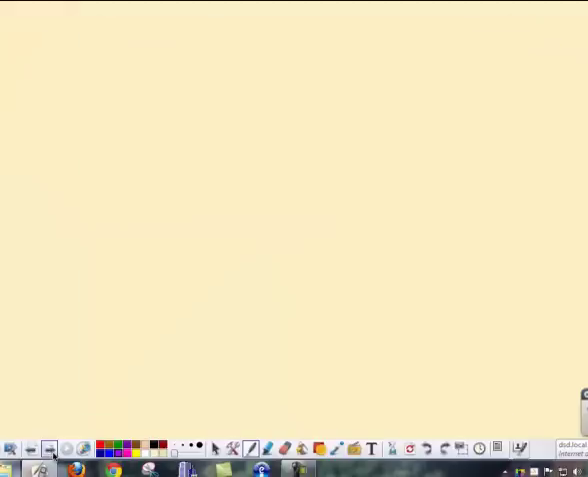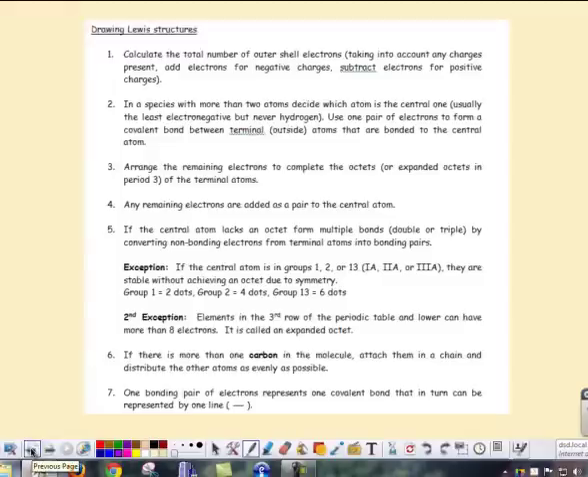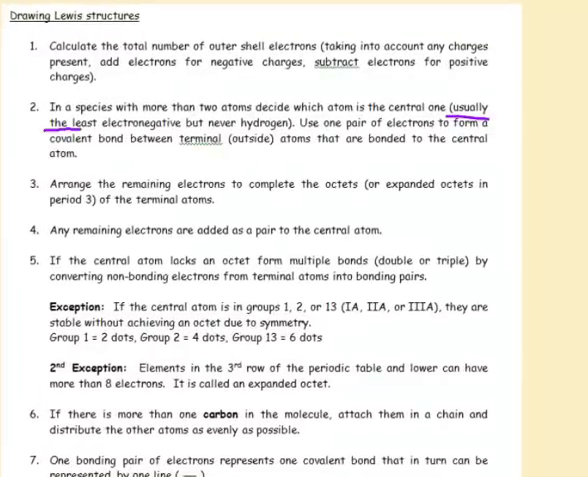Like I said, I'm going to refer back to this handout. Keep skipping it. And number 2, in a species with more than 2 atoms, decide which atom is the central one. So there's a vocabulary: central would obviously be the one in the middle. It is usually the least electronegative, but never hydrogen. Use 1 pair of electrons to form a covalent bond between the terminal atoms and the central atom. So we're going to take a pair of electrons and form a covalent bond between the central atom, the one in the middle, and the terminal atom, which will be the one on the outside.